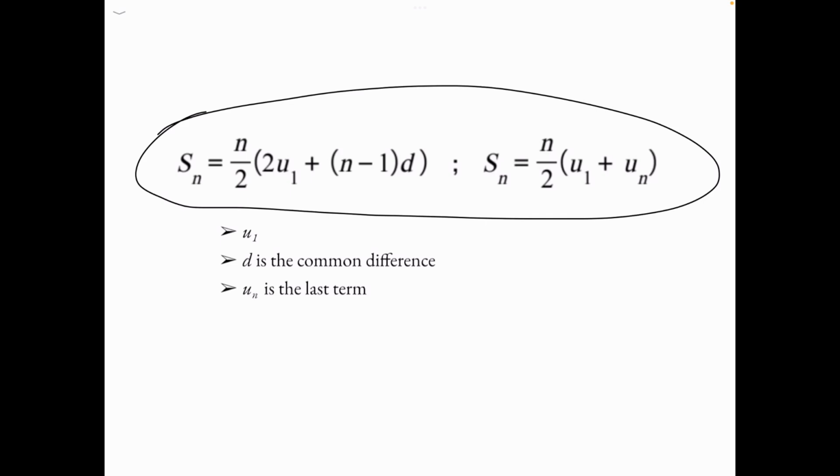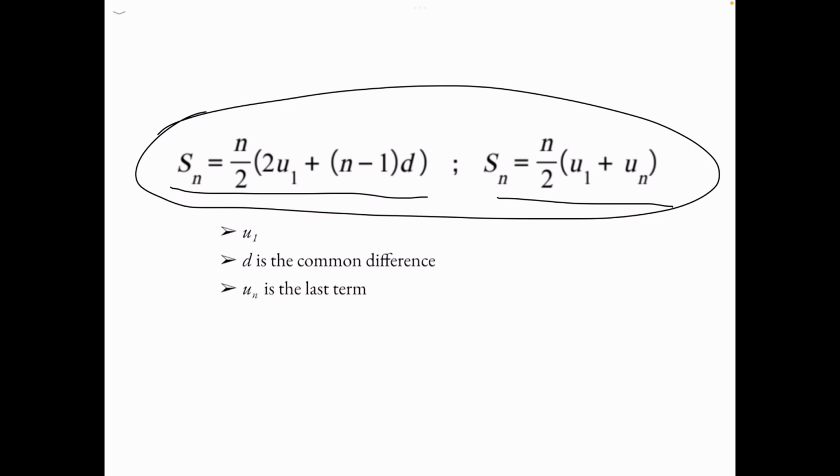Note, both these formulas are given in the formula booklet, so you don't need to memorize them. You can use whichever is more convenient for the given question. Say you know the first term and the common difference, use the first one. But say you know the first term and the last term, use the second one.